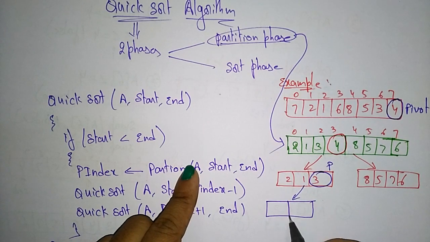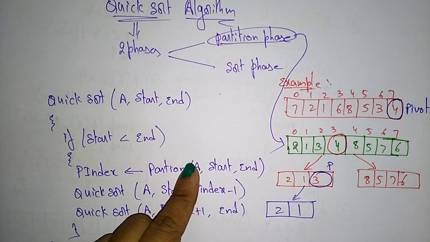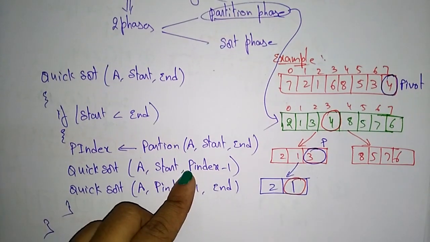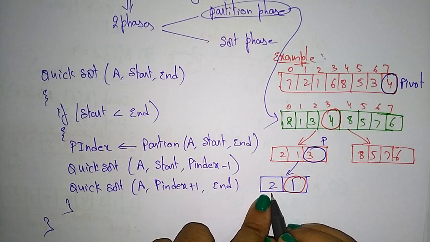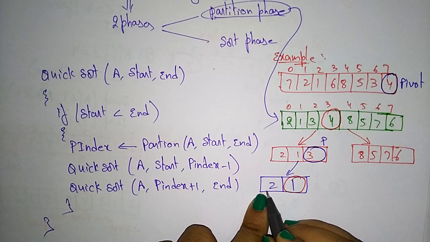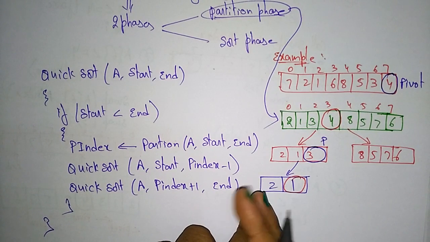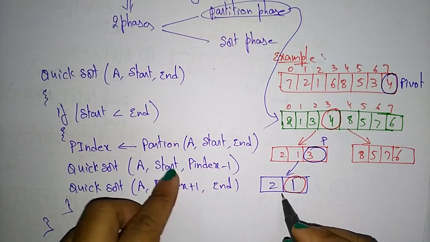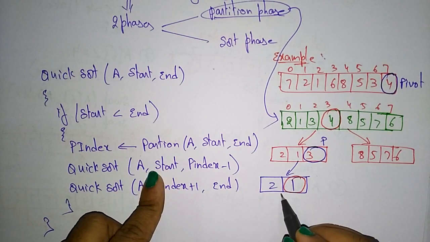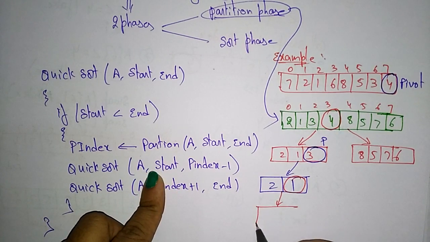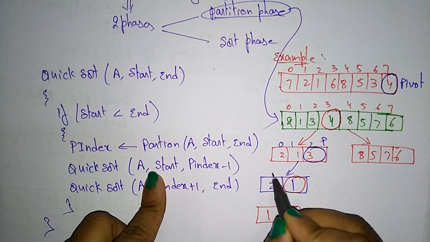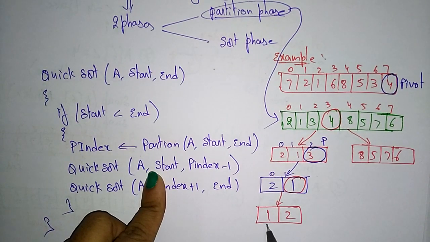Again divide 2, 1. So now 1 becomes the partition pivot value. Okay. The left hand side should be less than or equal to the pivot value. But here it is greater, so you just have to swap this and make it 1, 2. Okay. So here 0, 1, 2, 0, 1, 0, 1.